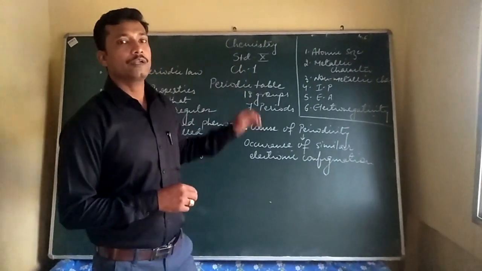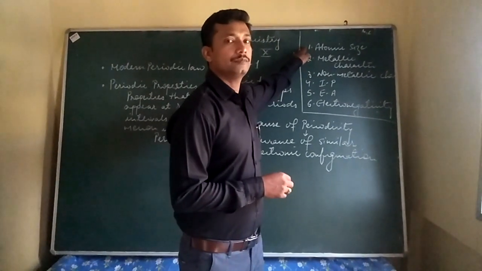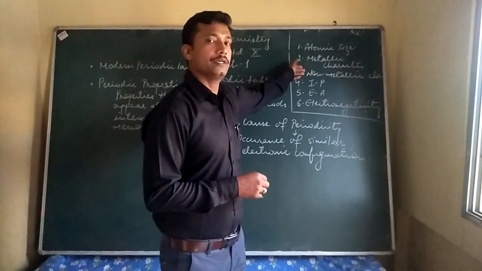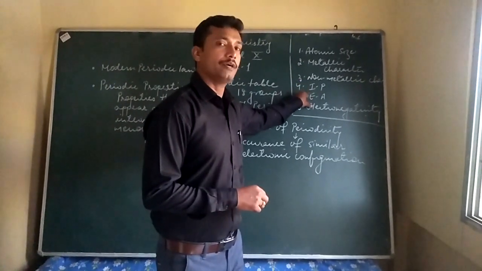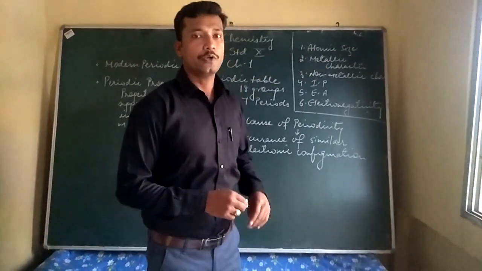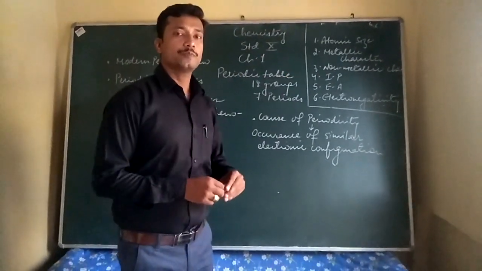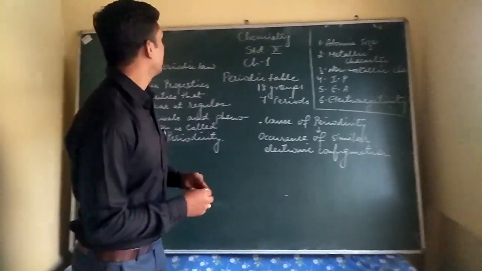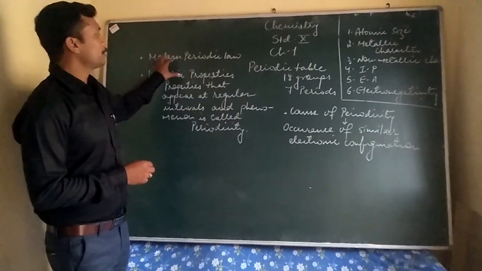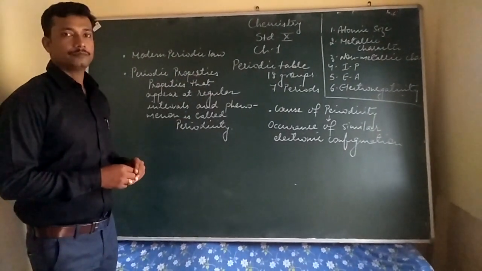In this chapter, what we are going to mainly focus on will be the periodic properties. You can see the periodic properties are atomic size, metallic character, non-metallic character, ionization potential, electron affinity and electronegativity. These are the various periodic properties that we'll be dealing with in this chapter. But before coming to all those, let us see why these are called periodic properties. They are called periodic properties because they appear at regular intervals.